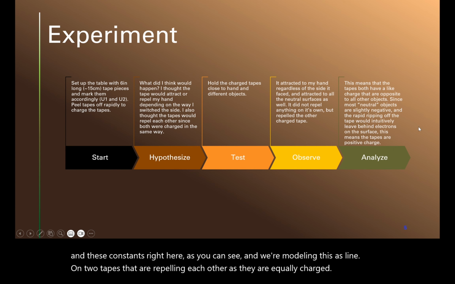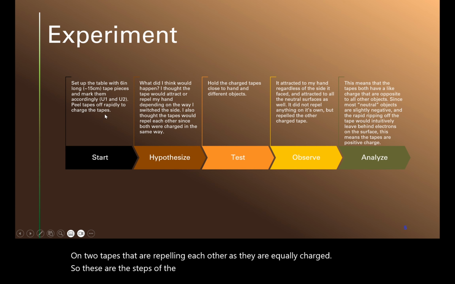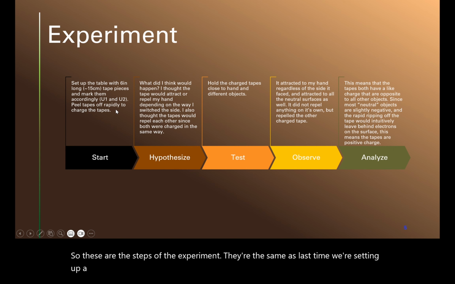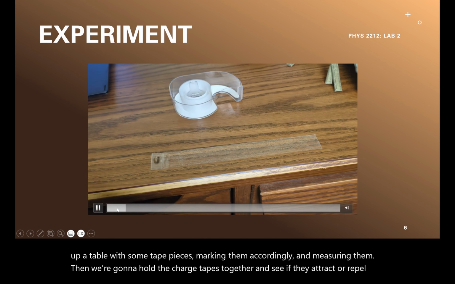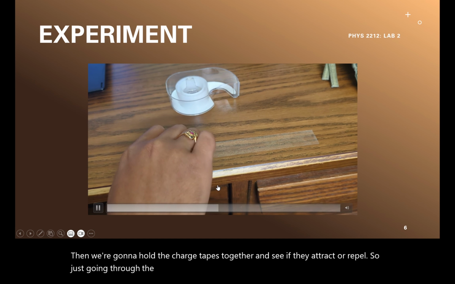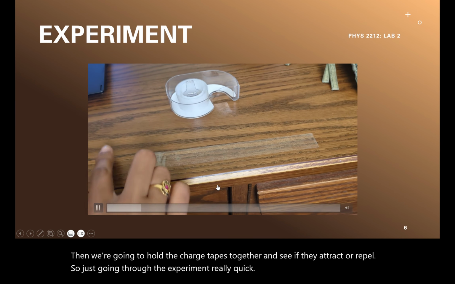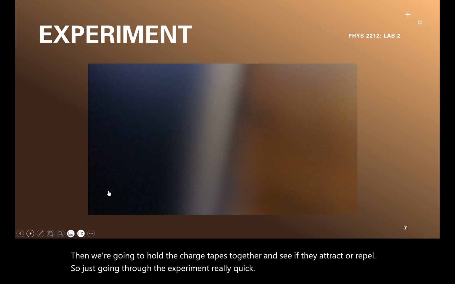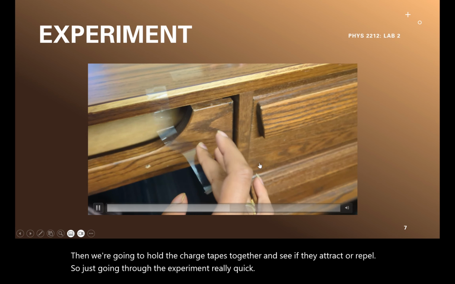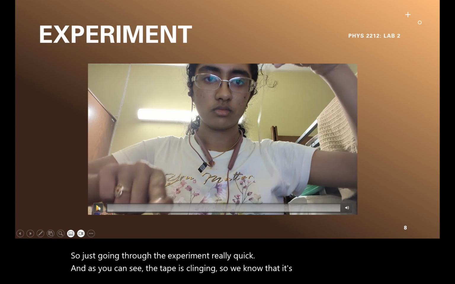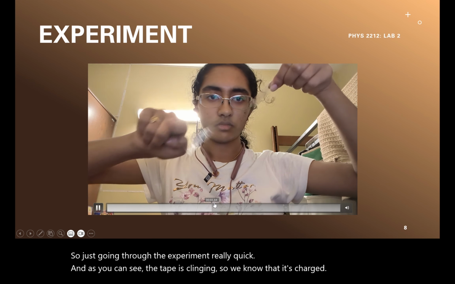So these are the steps of the experiment. They're the same as last time. We're setting up a table with some tape pieces, marking them accordingly, and measuring them. Then we're going to hold the charge tapes together and see if they attract or repel. So just going through the experiment really quick. And as you can see, the tape is clinging, so we know that it's charged. And this is the behavior of the tape.